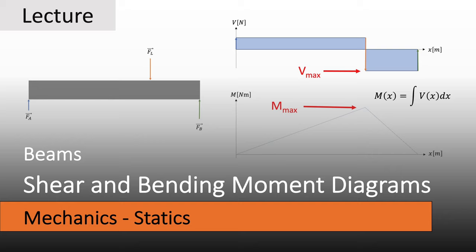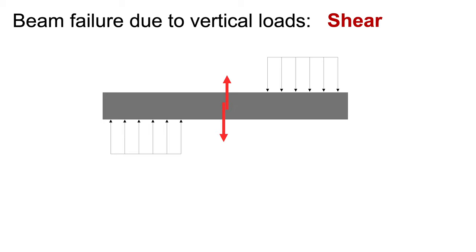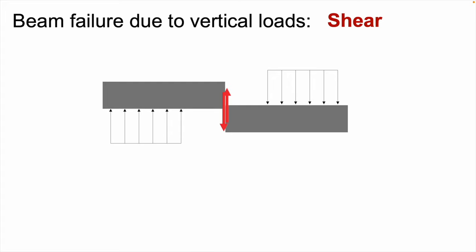In this video, I'm gonna go over why you need shear and bending moment diagrams for beams and how you draw them. Beams can fail due to different reasons. One of them is due to vertical loads. These external vertical loads can cause shear. The shear can then vertically crack those beams.